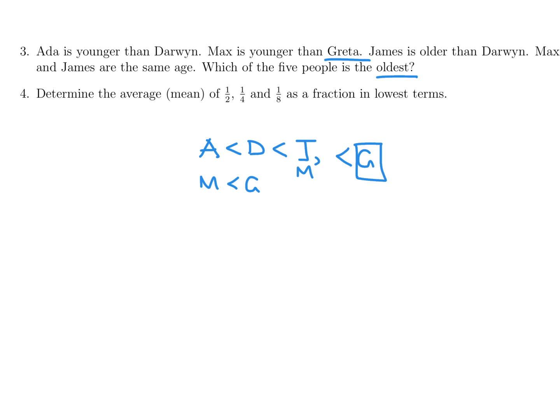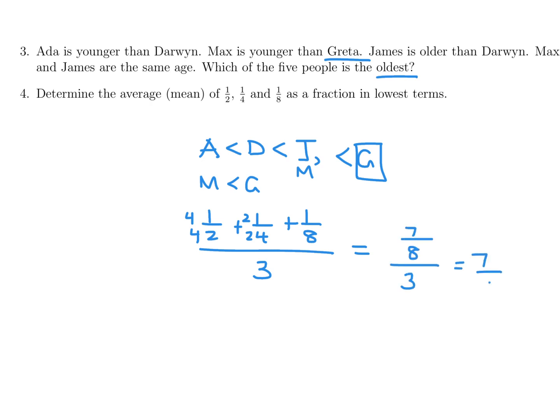Determine the average of 1/2, 1/4, 1/8. All right, so 1/2 plus 1/4 plus 1/8 divided by 3. And that would be, let's see here, 2, 2, 4, 4. So 4 plus 2 plus 1 is 7 over 8, all over 3. So 7 over 8, invert and multiply, and that would be 7 over 24.